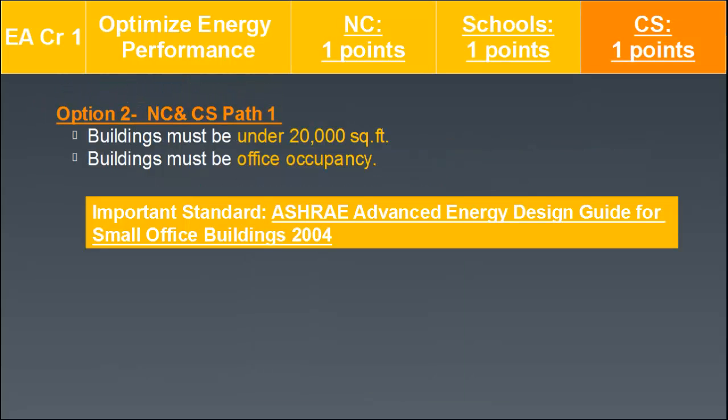For option 2, new construction core and shell, buildings must be under 20,000 square feet and they must be office occupancy. In this case, you use ASHRAE Advanced Energy Design Guide for small office buildings.